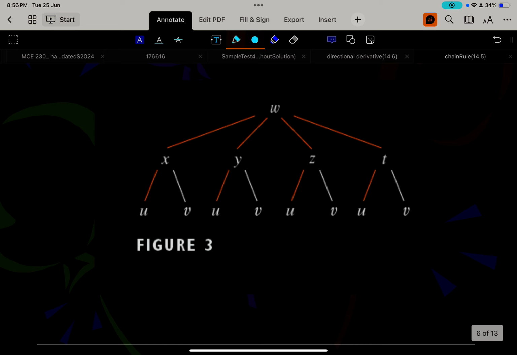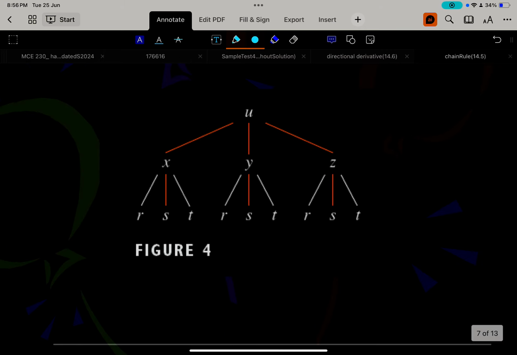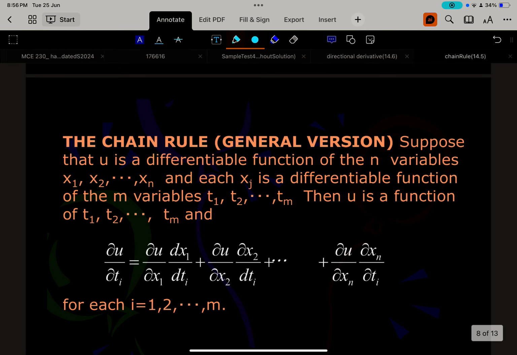If you have more variables, this is very interesting. I love this. W goes to x, to y, to z, to t. Now these branches, I love them. Now if we have three variables, it's going to be more. It's going to be u, x, y, r, s, t. So it branches. And now we arrived at the general chain rule.